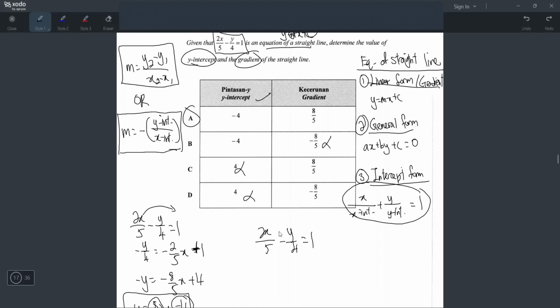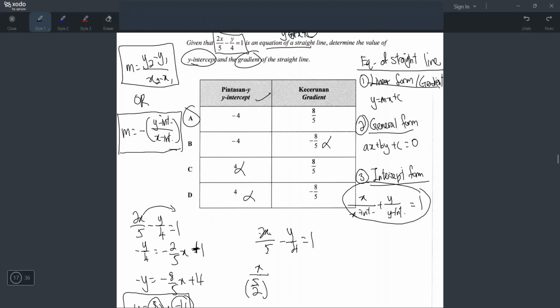So what I will do now is I will try my best to change this to intercept form. Okay, let me show you. For intercept form, you only want x sahaja yang duduk atas. Dia tak boleh ada 2 macam tu. So the 2, I will push it down. But when you push it down, the 2 and 5 will switch. They will terbalik, become 5 over 2. Okay, let me explain. X times 2 over 5 is the same as x divide 5 over 2.